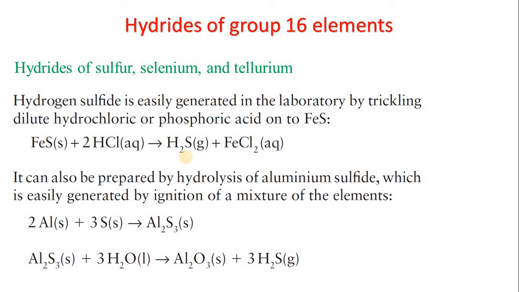It can also be prepared by the hydrolysis of aluminum sulfide, which is easily generated by ignition of a mix of the elements. Just take aluminum with sulfur in the elemental state, and you will get aluminum sulfide. When this aluminum sulfide is treated with water, there is no need of acid, and you will get hydrogen sulfide gas.